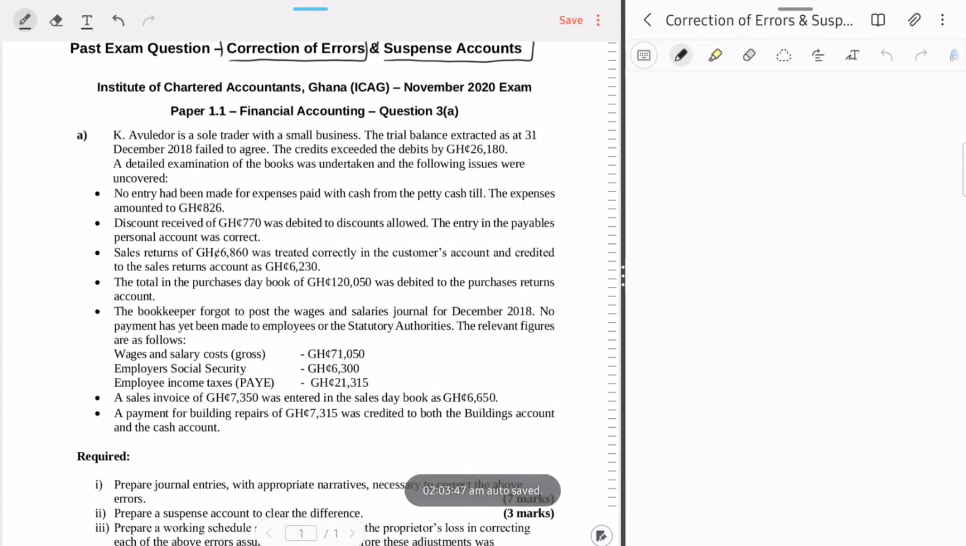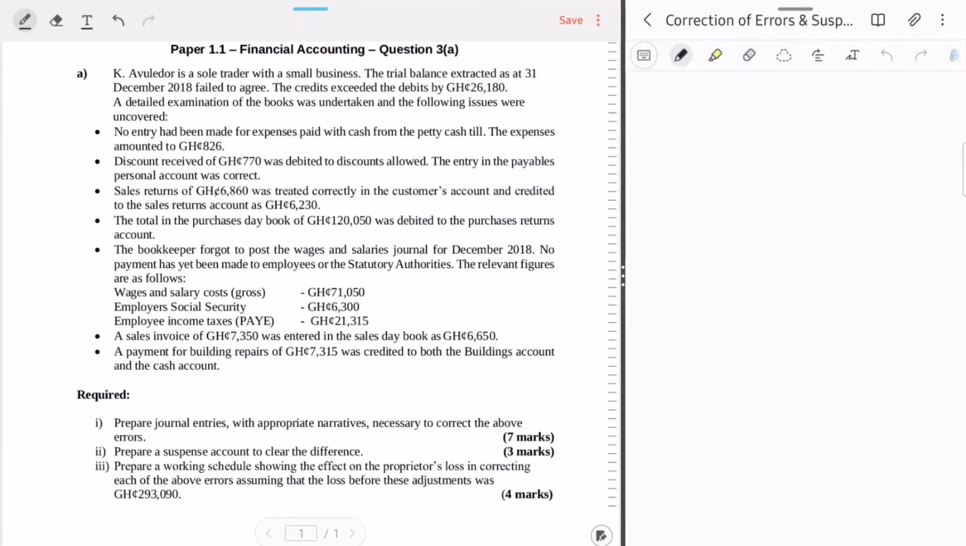Now, the best practice when it comes to exam questions is to always read the preamble and then you read the requirements. So here they're saying that this company is a sole trader with a small business. Then they have a trial balance. Regardless of your level of understanding of accounting, no worries.